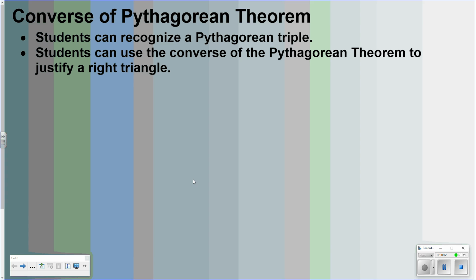Today we're going to discuss the converse of the Pythagorean theorem. By the end of the lesson, you should be able to recognize the Pythagorean triple and use the converse of the Pythagorean theorem to justify a right triangle.